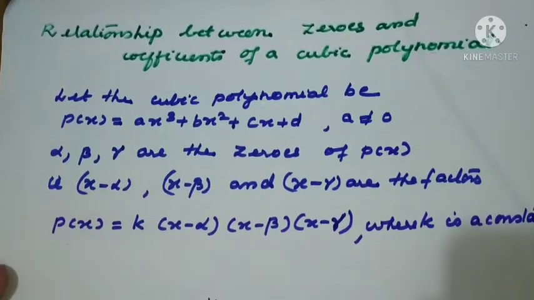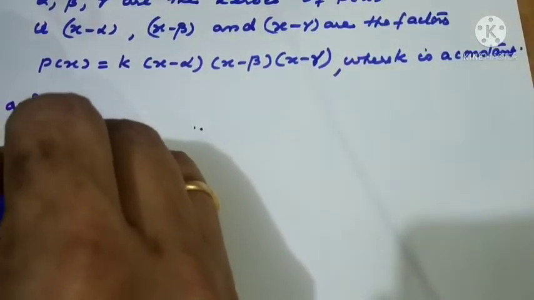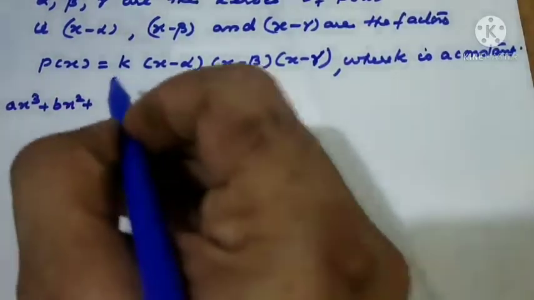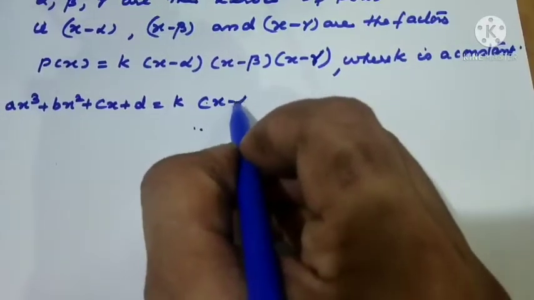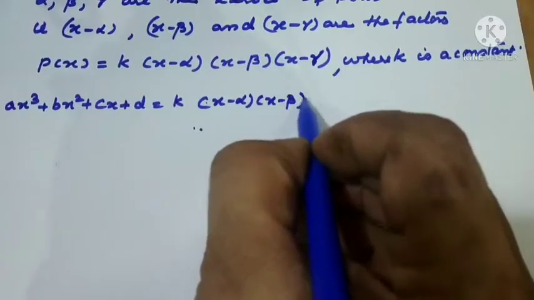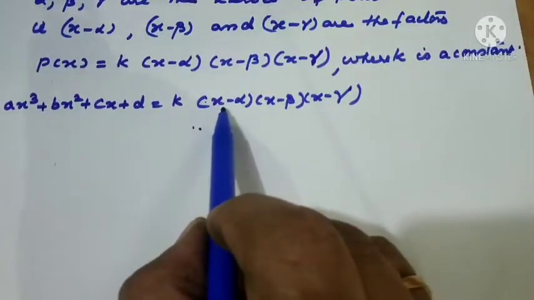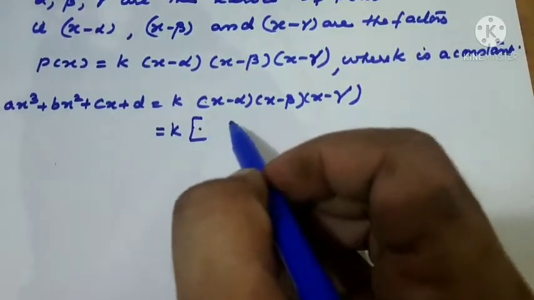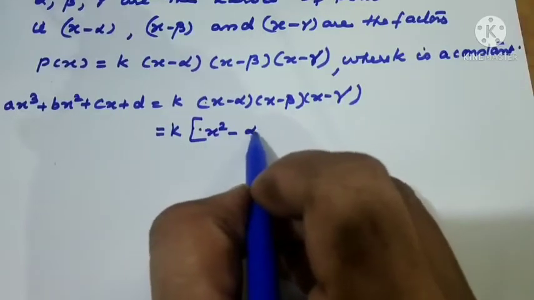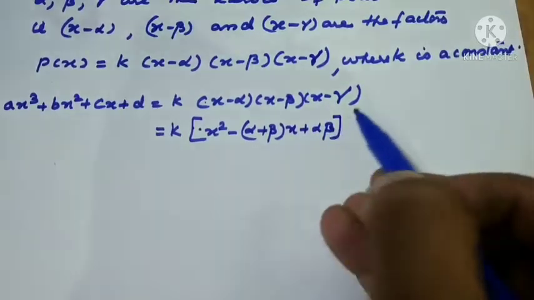So what is our p of x? ax cube plus bx square plus cx plus d equal to k into x minus alpha into x minus beta into x minus gamma, right? Now the next step is we should multiply x minus alpha into x minus beta. That multiplication we know very well, so we can directly write x square minus alpha plus beta into x plus alpha beta.